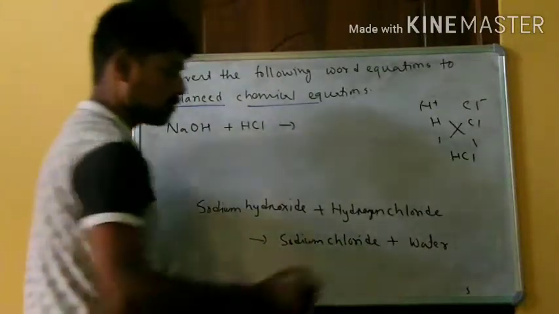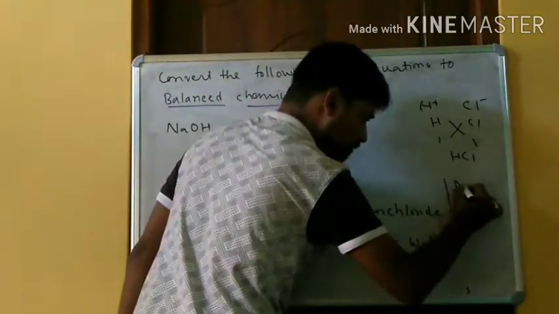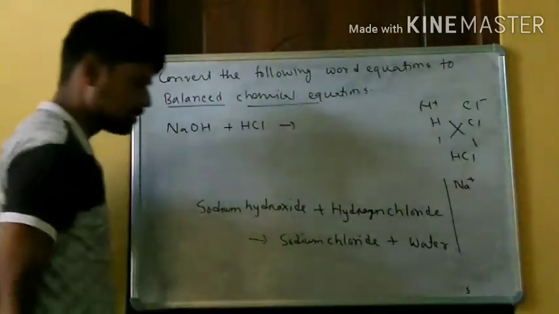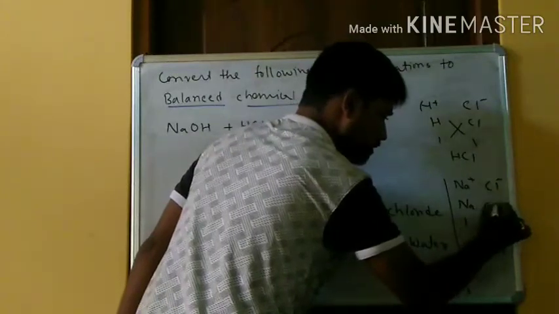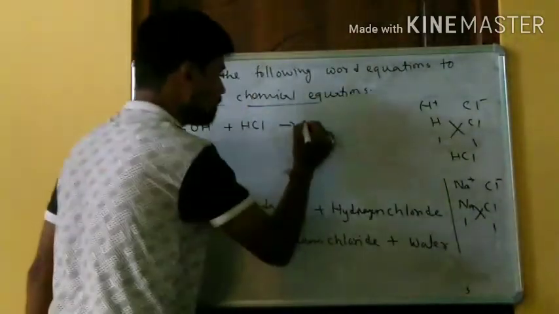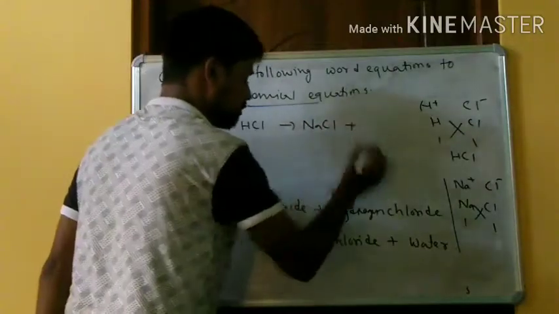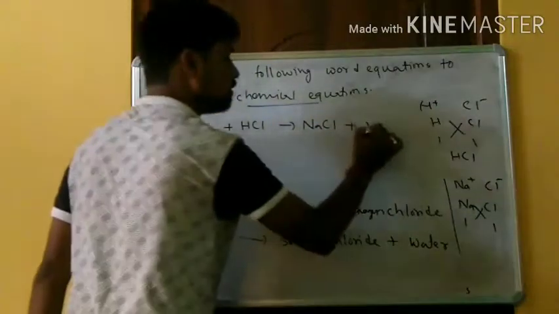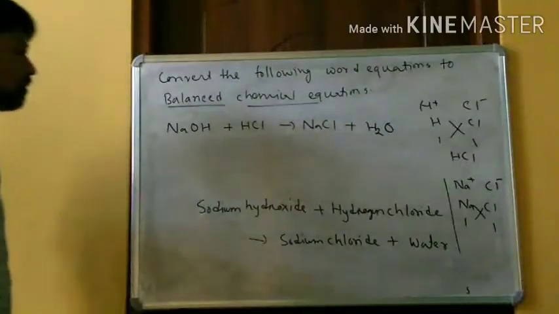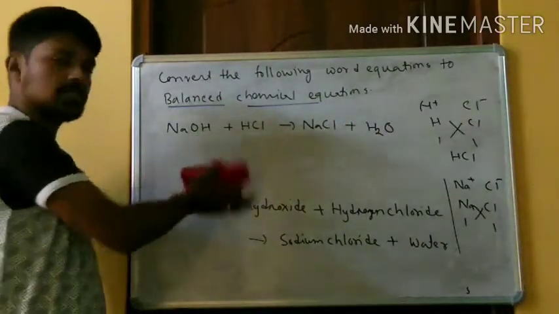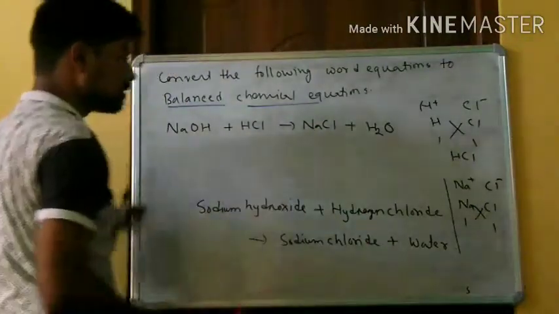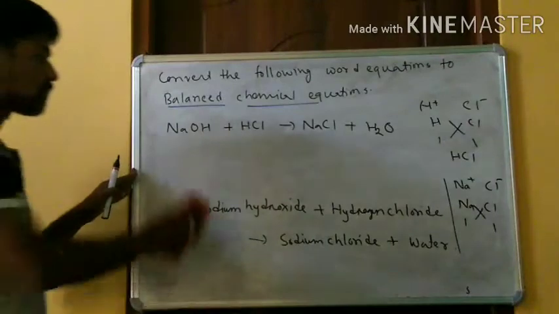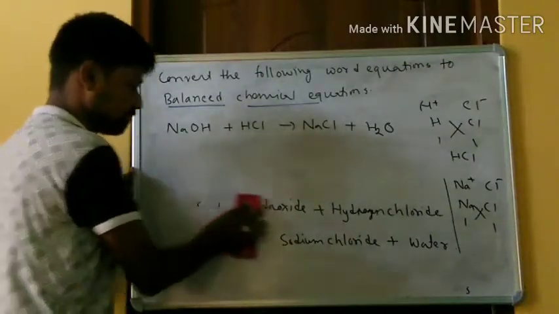So see the formula of sodium chloride. In combined form, sodium is Na plus, chloride is Cl minus. So write 1 below Na, 1 below Cl. It is NaCl. And all of us know that the formula of water is H2O. So you have to see whether the equation is balanced or not. If the equation is not balanced, then you try to balance it. Okay, let us take another example.